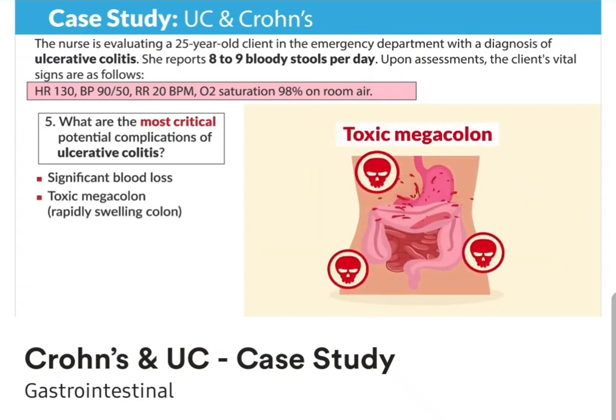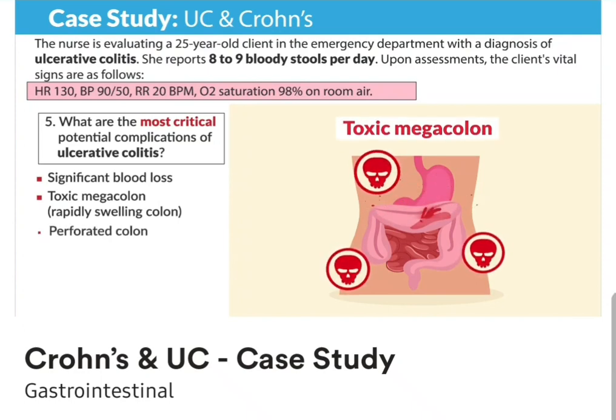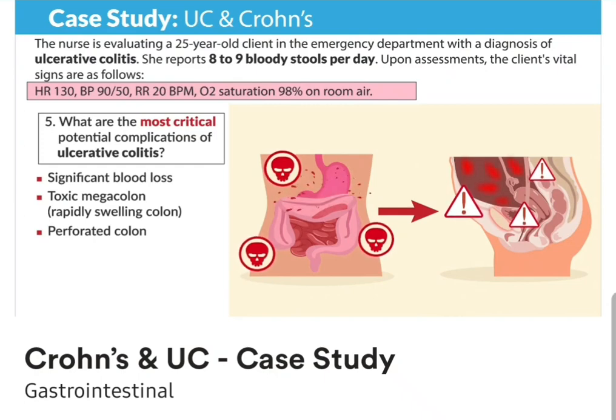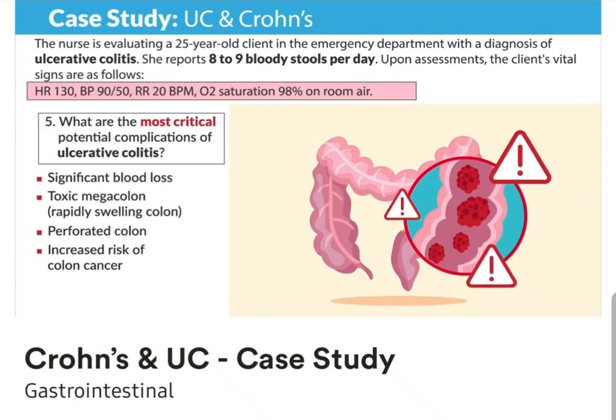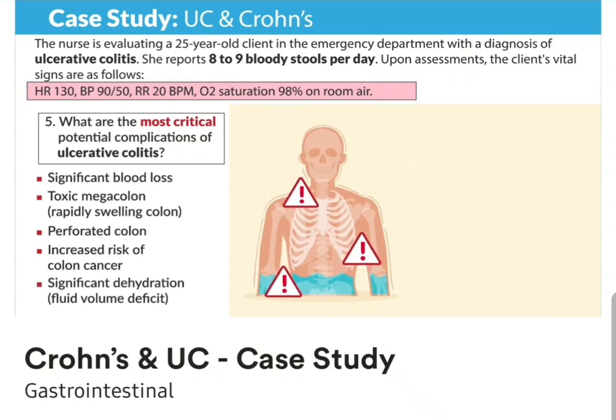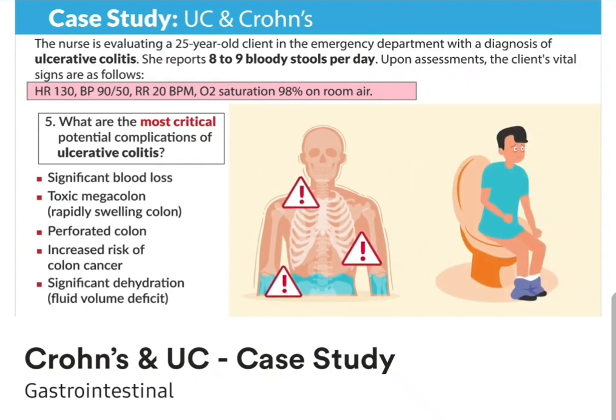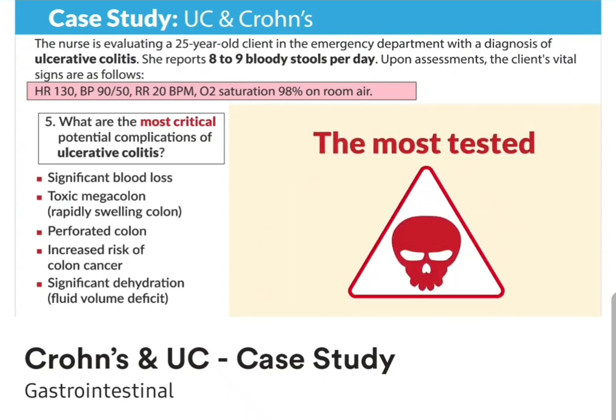Also, a toxic megacolon, basically rapid swelling of the colon, when the colon becomes too large and can rupture, which is called a perforated colon, another complication. And that can lead to peritonitis, big massive infection inside the peritoneal cavity, which can quickly kill the client from deadly infection. Next is increased risk for colon cancer from all that damage and scarring inside the colon. And lastly, significant dehydration leading to that fluid volume deficit from all those loose bowel movements going from the body and into the potty. So I'd recommend pausing the screen and writing these down because remember, the most deadly complications are typically the most tested complications.